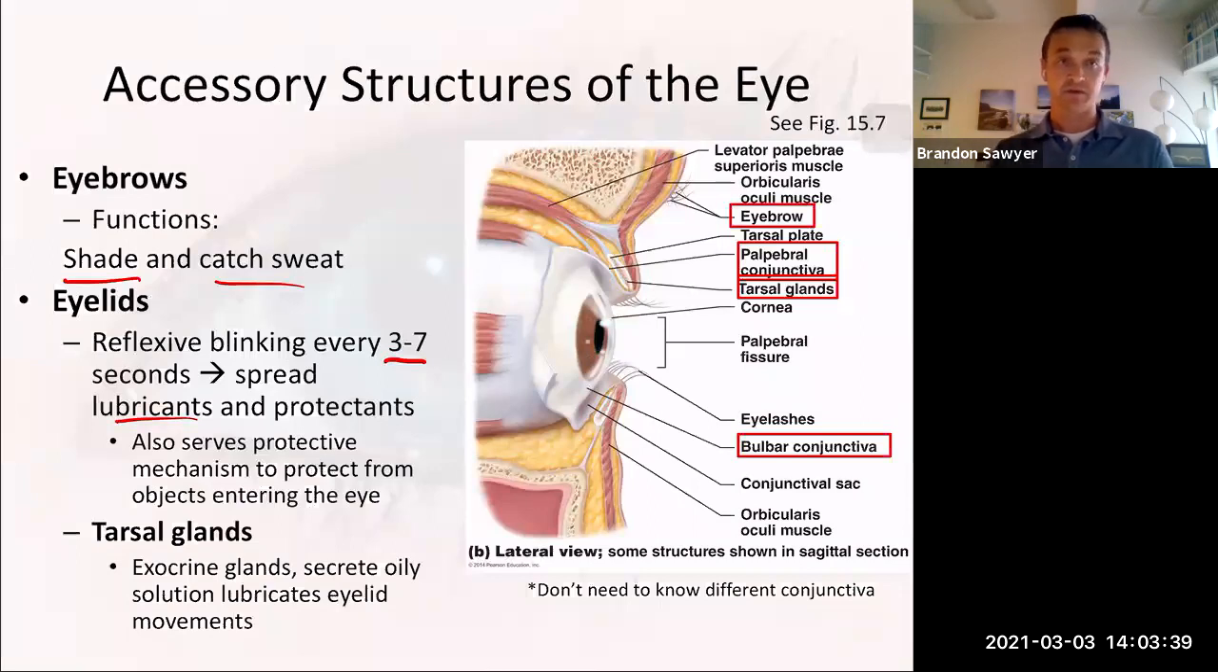Also the reflexive part of blinking: when something goes towards my eye, my eyelids will close. That's obviously to protect you from something entering your eye. The glands that release the lubricating fluid are called tarsal glands. They secrete this oily solution that lubricates the eyelid and allows the eye to move a little bit easier.